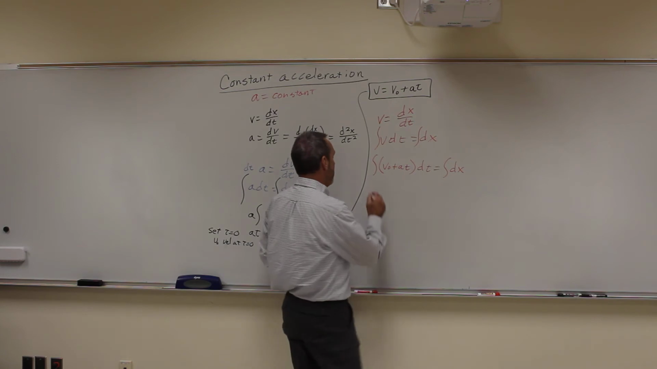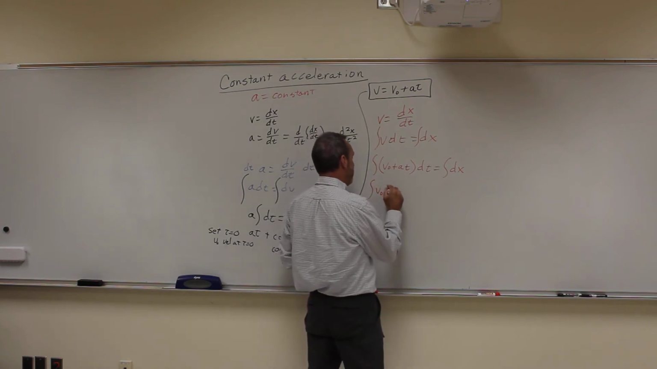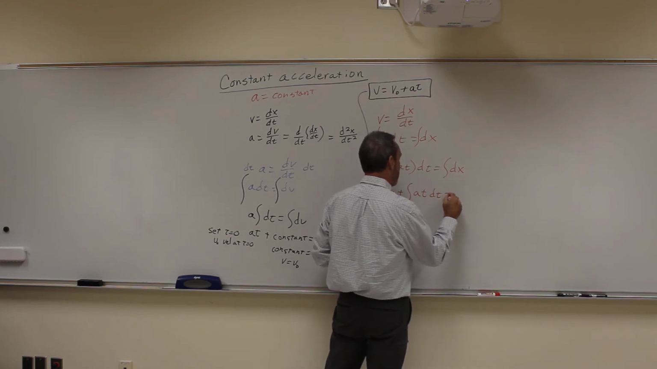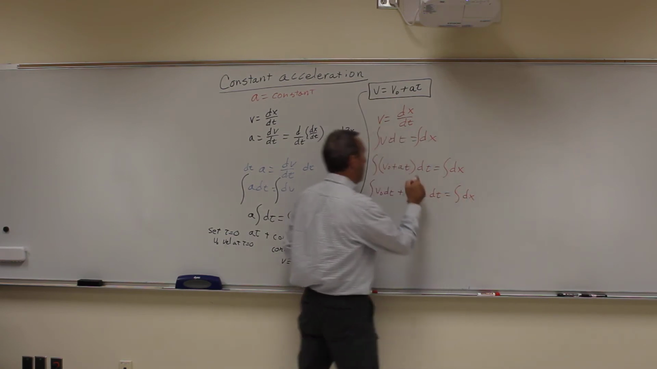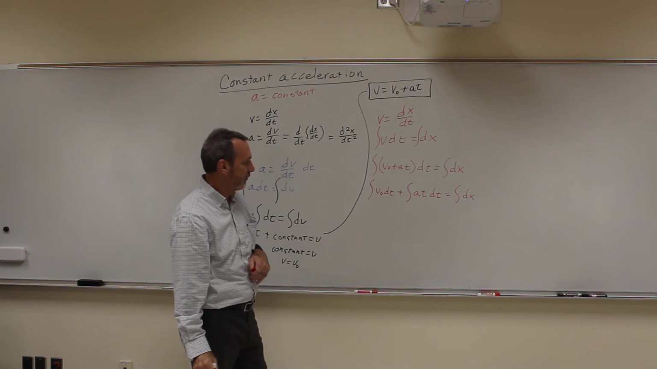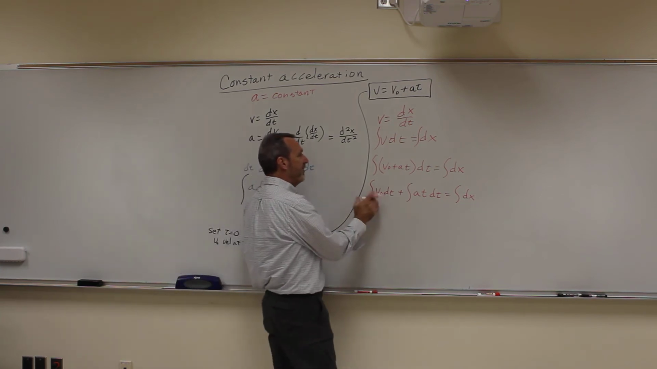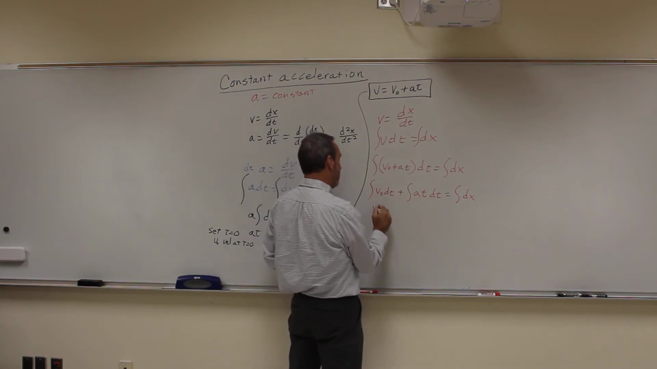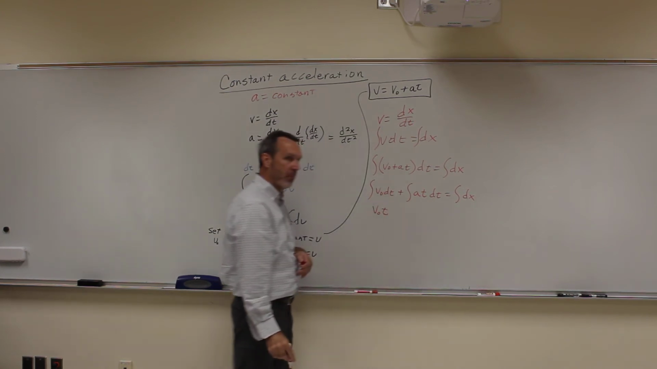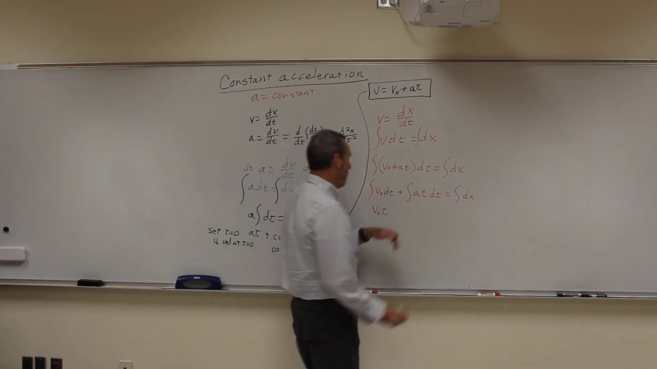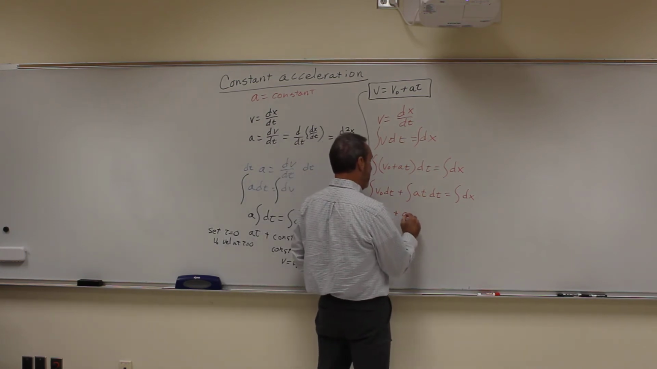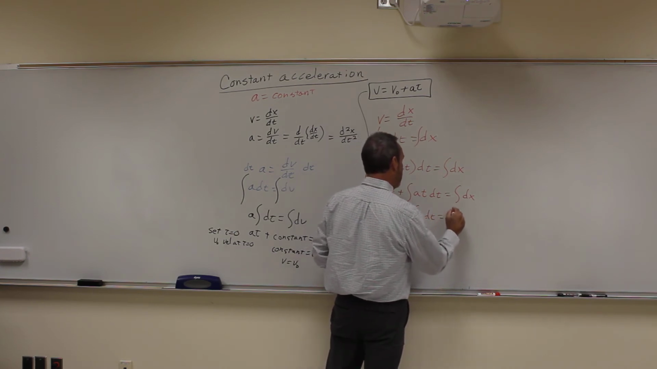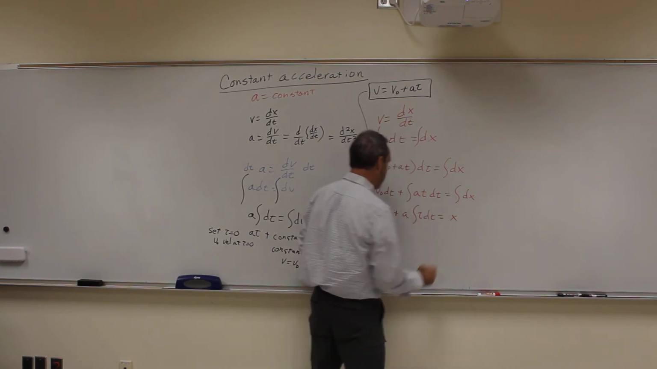Now I'm going to do this in two parts. This is going to be the integral of v naught dt plus the integral of at dt is equal to the integral of dx. So all I did was distribute this. When I do that, v naught is a constant, so that pulls out front, and we just have the integral of dt. This just becomes v naught times t. Here we know the acceleration is a constant, so we pull that out front. But now we've got the integral of t dt, and this integral of dx is just x.